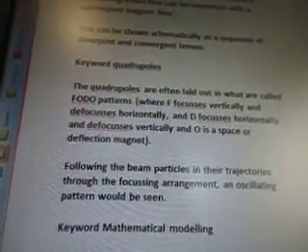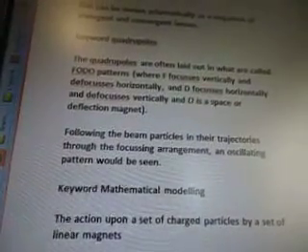The keyword quadrupoles. The quadrupoles are often laid out in what are called FODO patterns, where F focuses vertically and D focuses horizontally, and D focuses horizontally and F focuses vertically, and O is a space or deflection magnet. Following the beam particles in their trajectories through the focusing arrangement, an oscillating pattern would be seen.